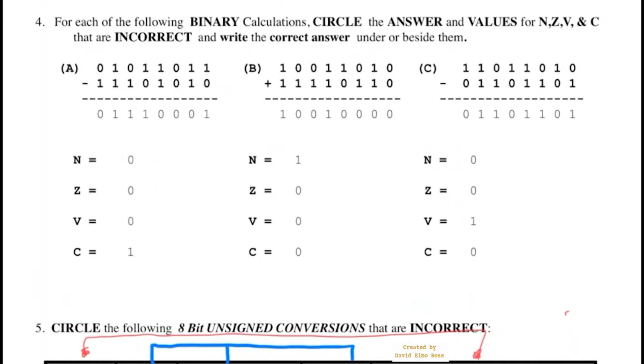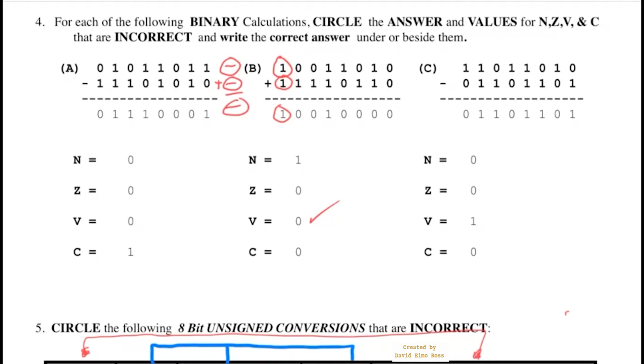So let's take a look at number B because it's the easiest one to look at. This one here, most significant bit is a 1, which means this is a negative. And I'm adding a number that has most significant 1, which says I'm adding another negative. And what kind of result did I get? I got a negative. So V should be 0. Perfect. Nothing to circle here.